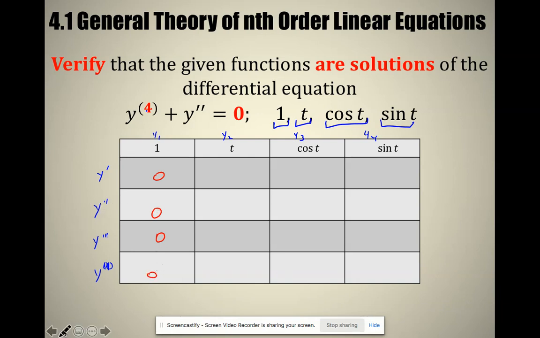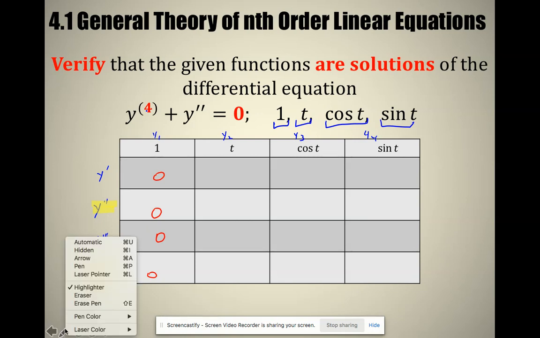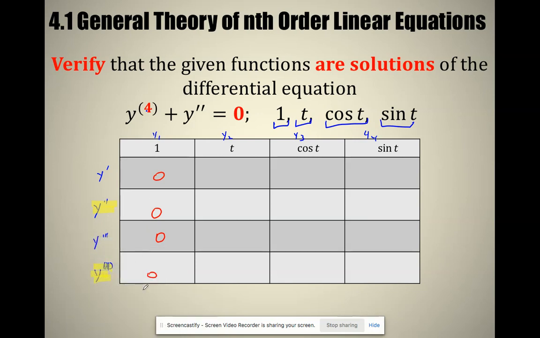What do I have to do? You're plugging back into the differential equation. So I need to take my fourth derivative and add it to my second derivative and see if I get 0. Do you? Yep. 0 plus 0 checks out. How about this one? Also love, the derivative of t is just 1, and then love. How about y double prime plus the fourth derivative? Also 0 plus 0 checks out.